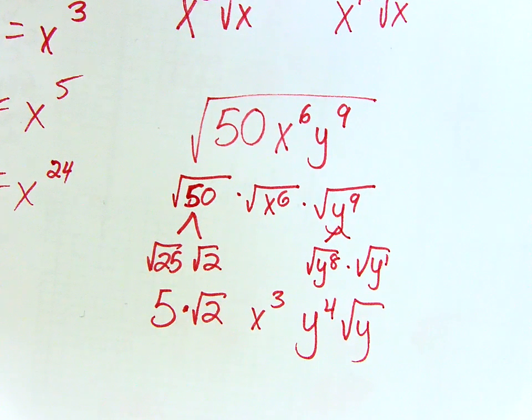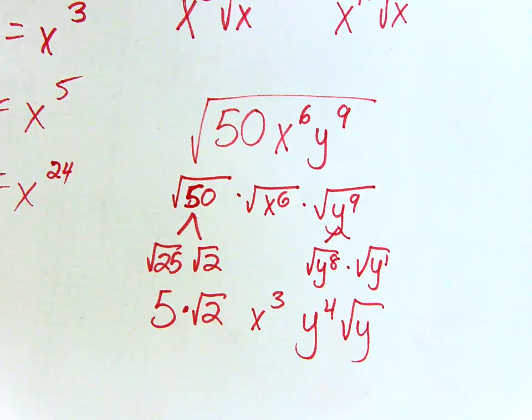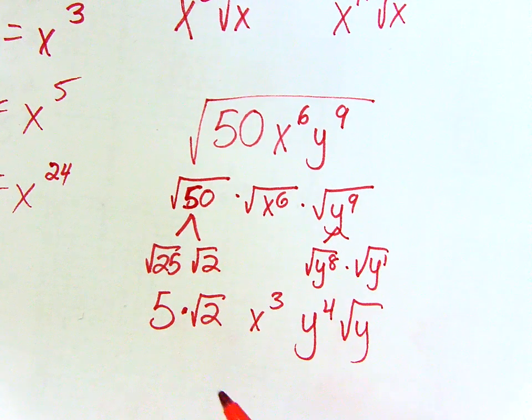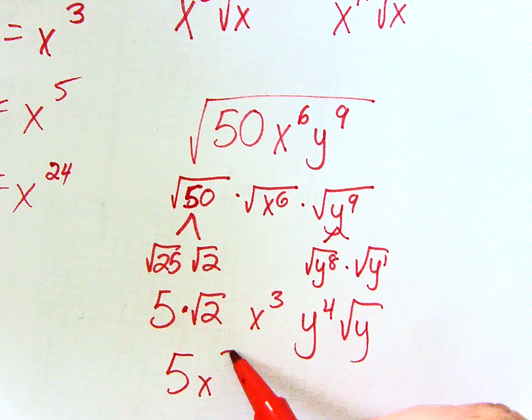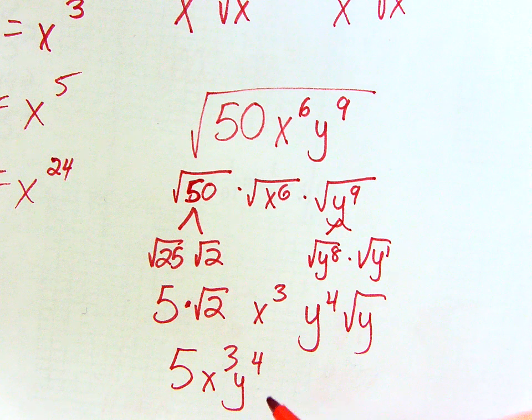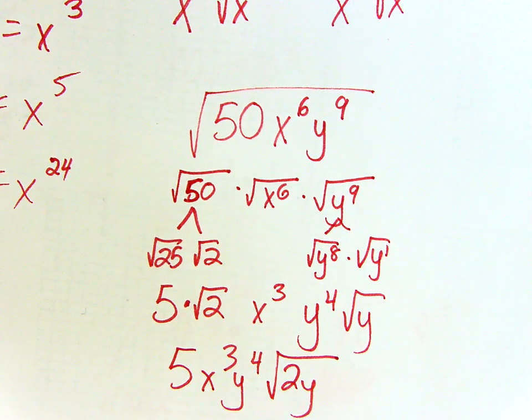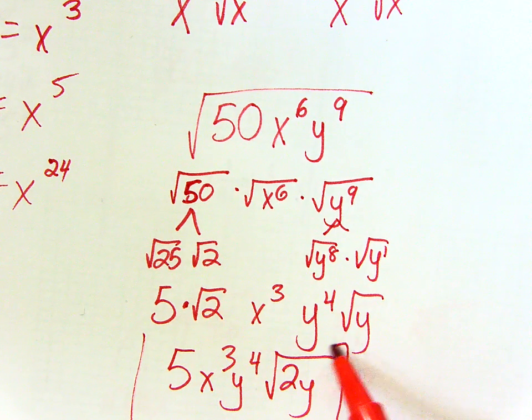Once I'm here, and I've done my 3 little mini problems, anything that's not inside of a radical will get all multiplied together and goes out in front. So that would be 5x cubed y to the 4th. And then anything that is in a radical will get multiplied together, and then it just stays under one radical together, square root of 2y. So this is how I would write my answer.